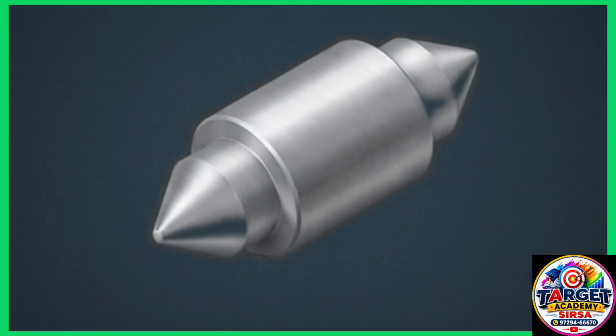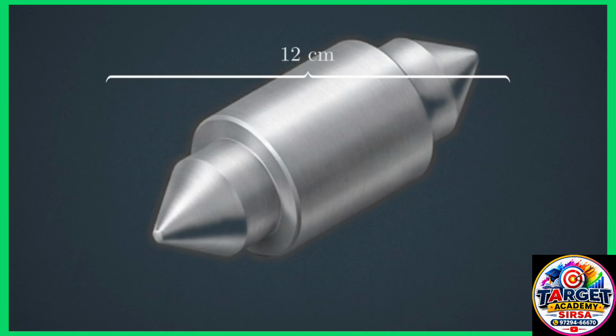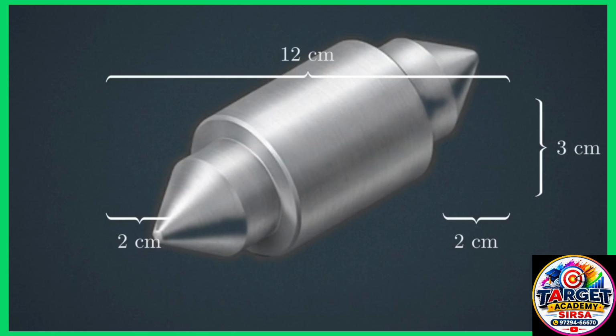Take a look at this 3D metallic engineering model. We know the total end to end length is 12 centimeters, the overall diameter is 3 centimeters, and the cones on either end each have a height of 2 centimeters. We need to calculate the volume of air inside, but we are missing the height of the central cylinder.